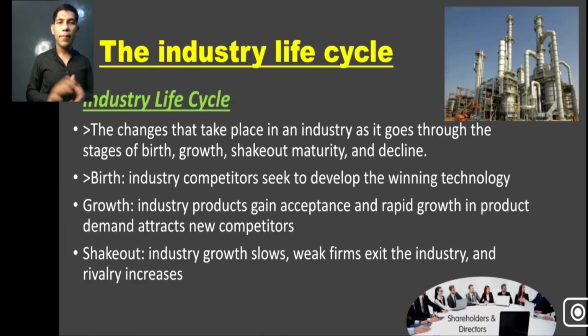The industry life cycle is the change that takes place in an industry as it goes through the stages of birth, growth, shakeout, maturity, and decline. Birth is when an industry, like computers, seeks the development of winning technology. Growth is when the industry product gains acceptance, and the growth in product demand attracts new competitors. Shakeout is when industry growth slows, the weak firms exit, and rivalry increases.